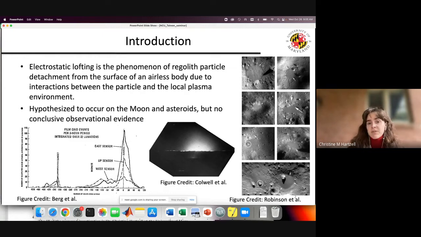So there's a lot of modeling and experimental work that's going on to try to understand these phenomena and then make better predictions about whether or not they occur in situ, and design dedicated instruments that could actually make some conclusive observations about whether or not these phenomena occur.